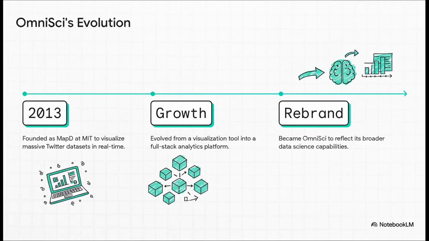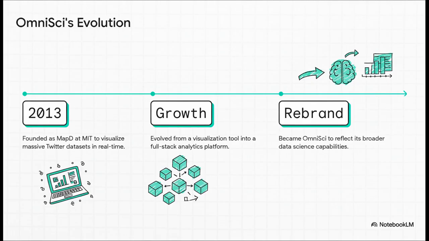So picture this. It's 2013. A guy at MIT named Todd Mostak has this insane challenge. He wants to visualize the entire Twitter fire hose. I'm talking every tweet everywhere in real time. The tool he built to do it was first called MapD.